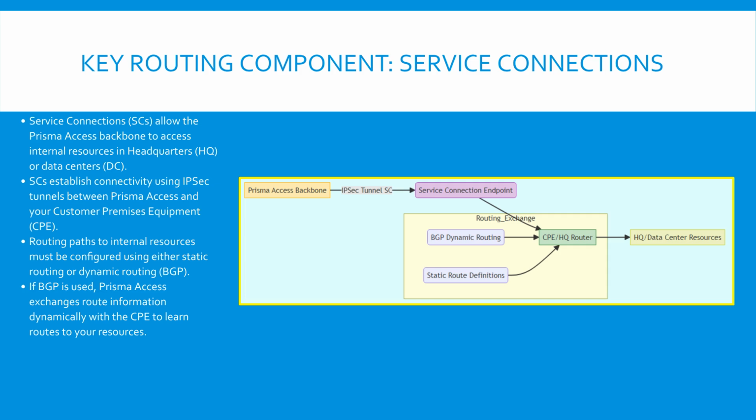The bottom box, the routing exchange, highlights the critical decisions for traffic flow. Routing information defining how to reach the resources in node D is provided to Prisma Access either through dynamic exchange via BGP, node E, or through manually configured static route definitions, node F. These routes enable traffic from mobile users traversing the backbone to find its way efficiently into your corporate network.